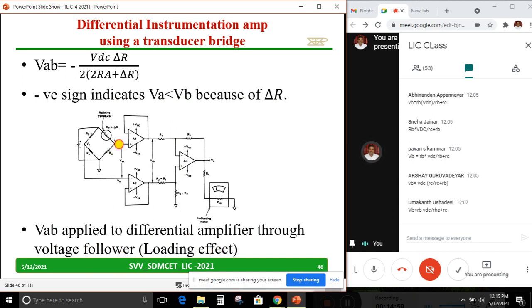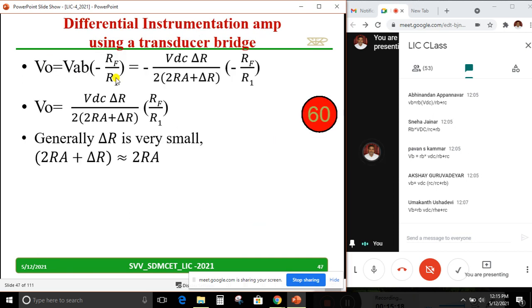Understand the VA, VB, VAB where I am applying to the differential amplifier. Just I am using two voltage followers. Try to understand this, just to avoid the loading effect. It is nothing but VA is given to this point and VB is given to this point. That's all. To avoid the loading effect, we have used the two buffers. That's all. Now, the same equation.